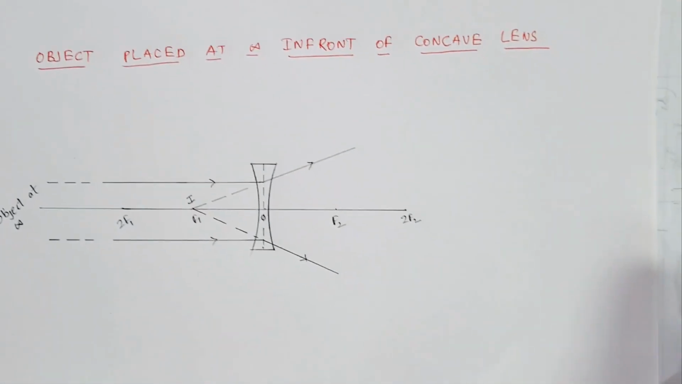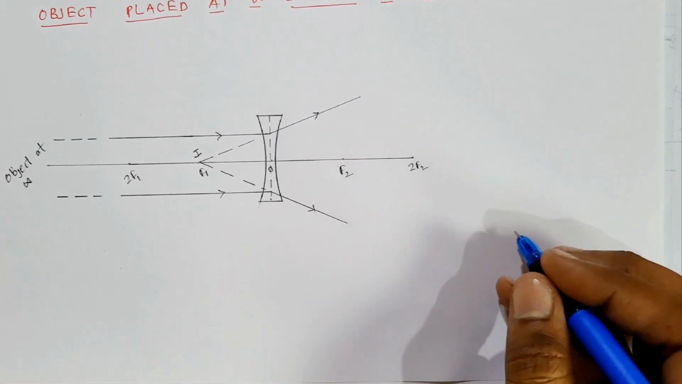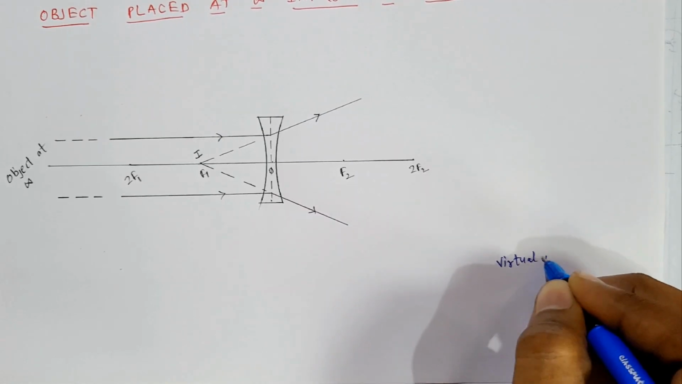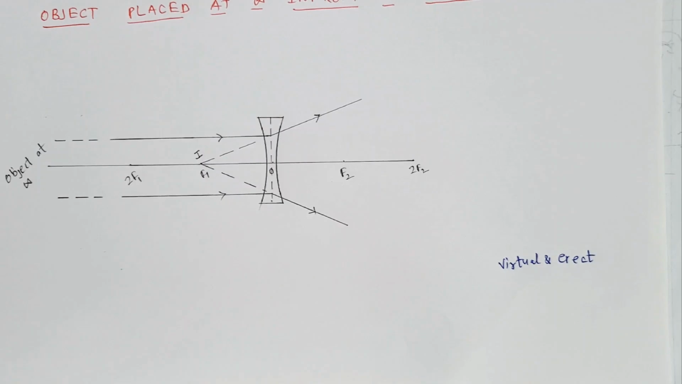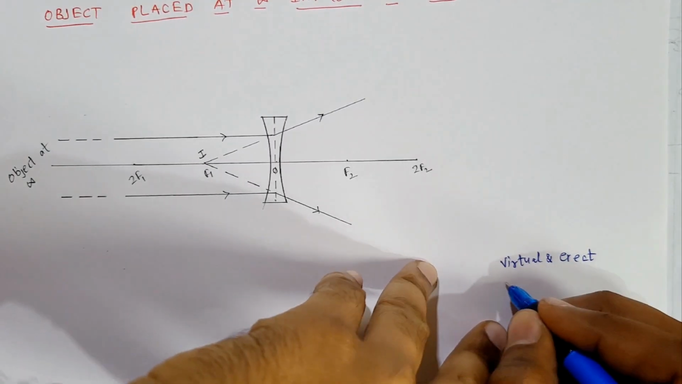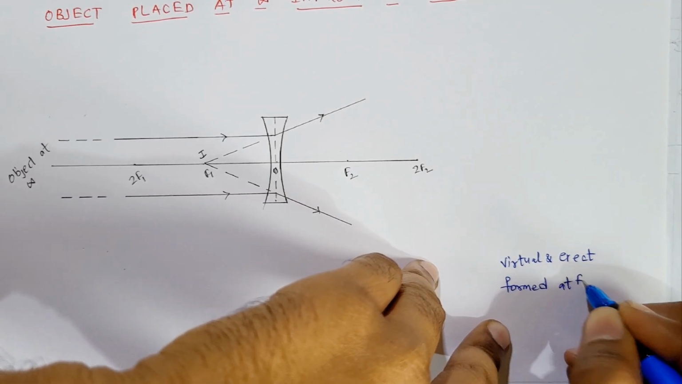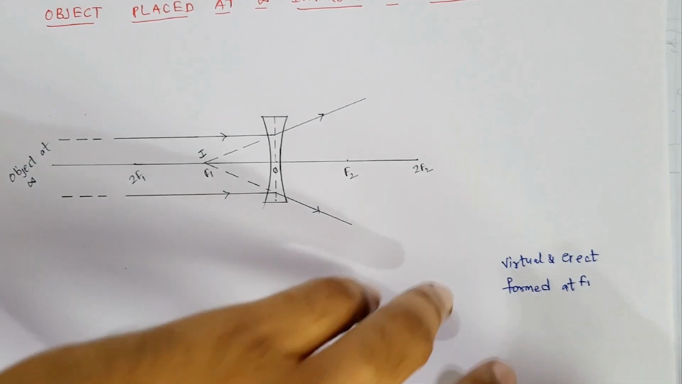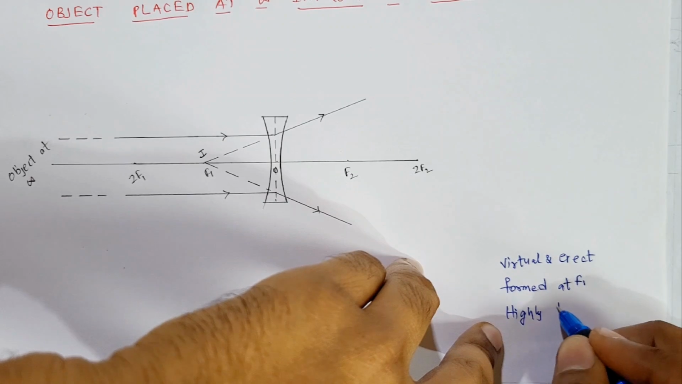Let us try to take the image characteristics. Is the image real? No, image is not real. Image is virtual, and all virtual images will be erect images. Virtual and erect. Right? So now next, where is the image formed? Image is formed at F1. What is the height of the image here? Height of the image is negligible. So we say the image is highly diminished.